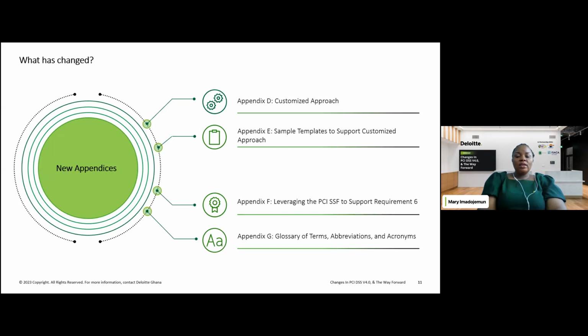New appendices were also added to the standard just to give more understanding and clarification on what to do. We have Appendix D, which is the customized approach. We have Appendix E, sample templates to support the customized approach. We have Appendix F, leveraging PCI DSS for software security to support requirement 6, which has to do with processes and mechanisms for developing and maintaining secure systems and software. Then we have Appendix G, which is just the terms, abbreviations, and acronyms, for understanding how the standard works.